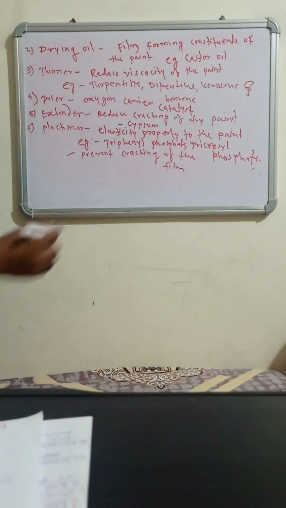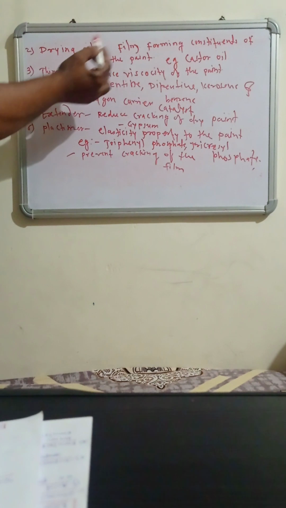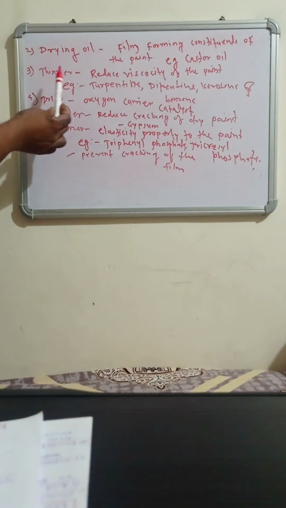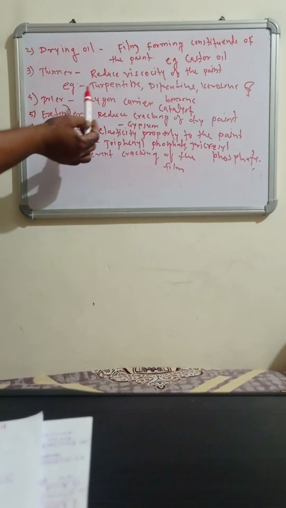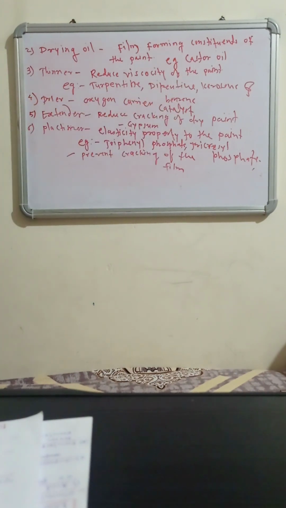So these are the various ingredients of the paint. One is the pigment, it gives a color to the paint. Another one is a drying oil, it is a film forming constituent of the paint. An example is the castor oil. Number third is the thinner that reduces the viscosity of the paint, and the examples of the thinner are turpentine, dipentene, kerosene and benzene.